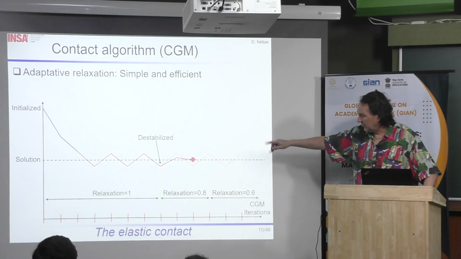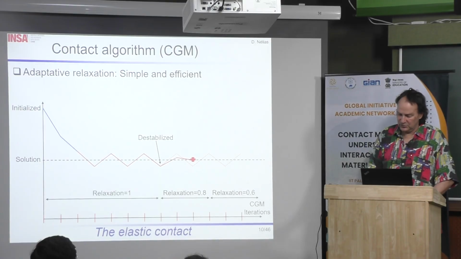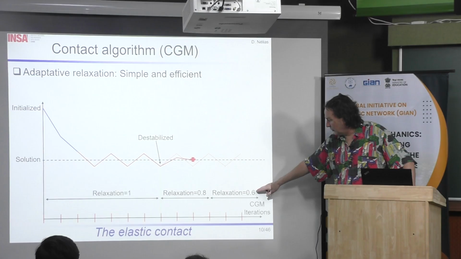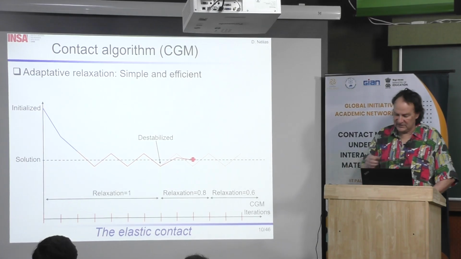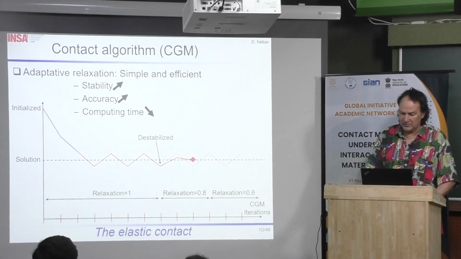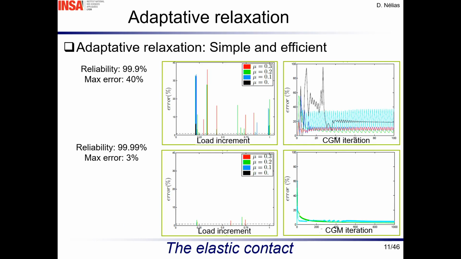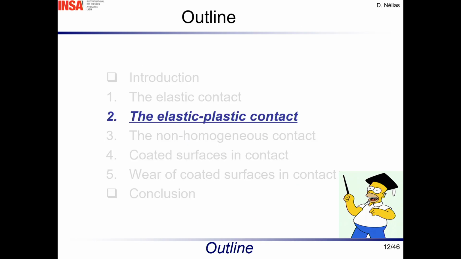When you do that, it's possible to accelerate the convergence when you have a relaxation coefficient that varies with time, depending on some parameters. Then it is more stable, it is more accurate, and it decreases the overall computing time. I skip this one, it's not very important.